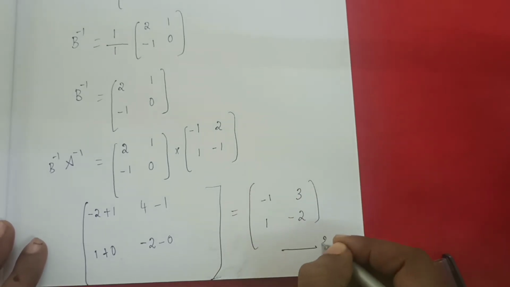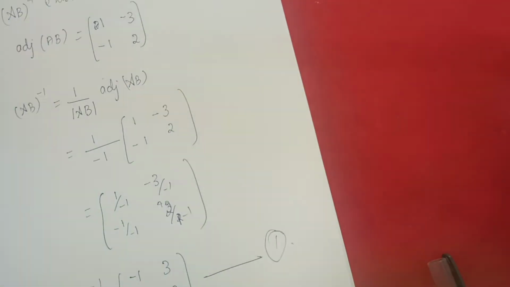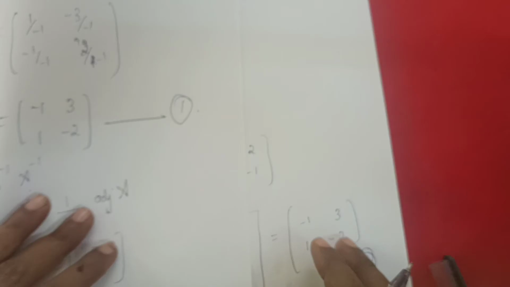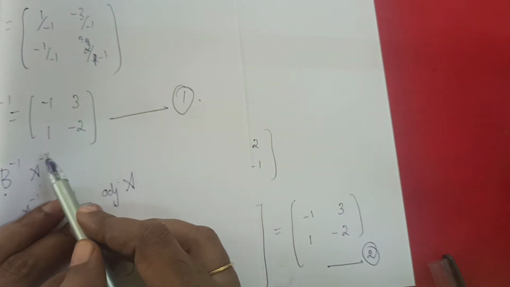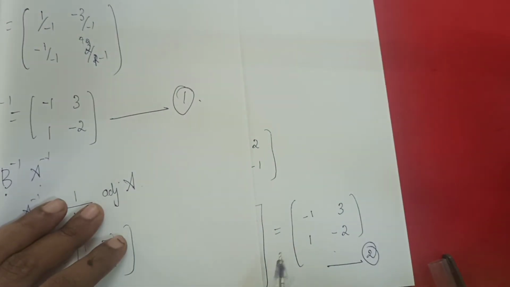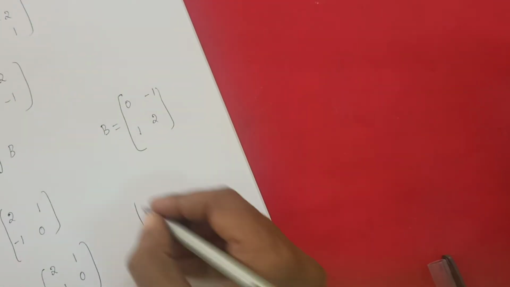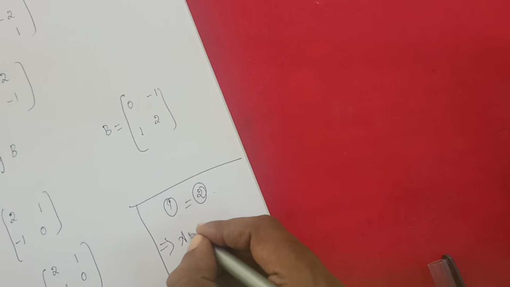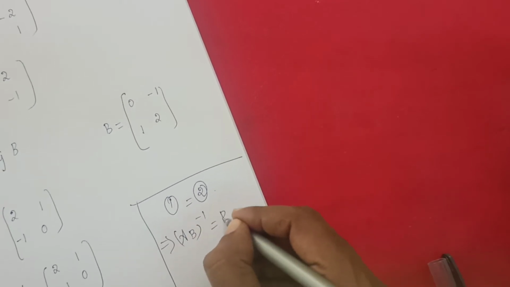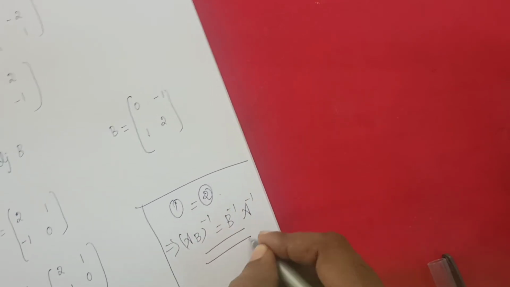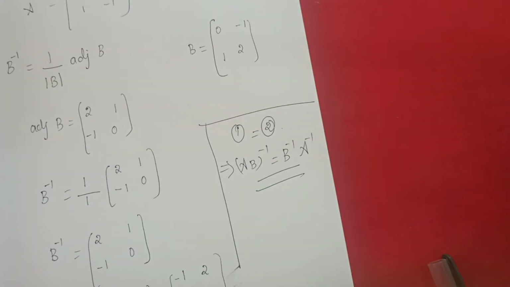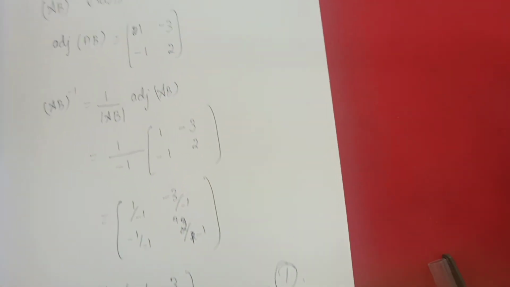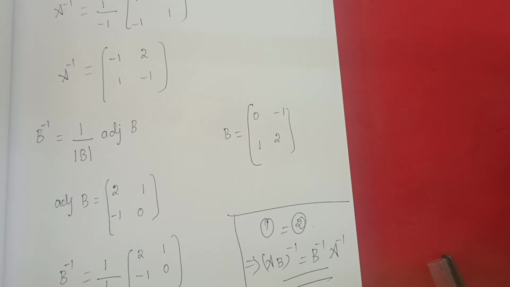Now, this is equation number 2. Now, we are going to check whether 1 and 2 are equal or not. See here, minus 1, 3, 1, minus 2. Whether both are equal, yes. So, how will you conclude the answer? 1 is equal to 2, which implies AB the whole inverse is equal to B inverse into A inverse. Understand, students? So very easy, but don't get confused.